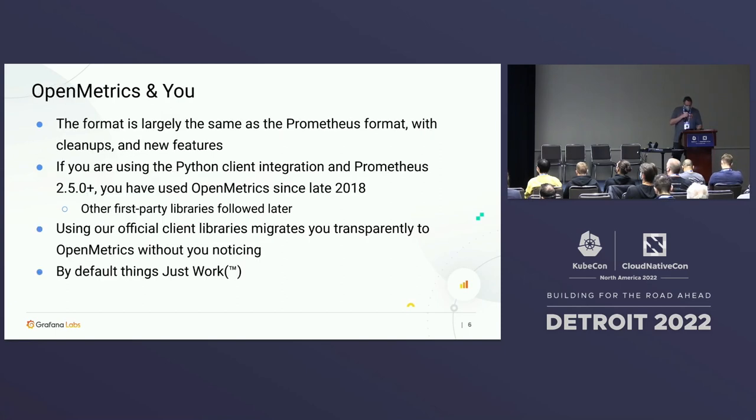So, what does this mean for you? If you're using Prometheus exposition format, and there are still quite some large installations which do this, and that's completely fine, it is largely the same. And again, this is on purpose. For quite some time, most of you in this room have probably already been using OpenMetrics without even realizing it or without caring about it, because it just keeps working. Because we spent so much time in making it work. We see a little bit of blips in a few, but by and large, things just work.